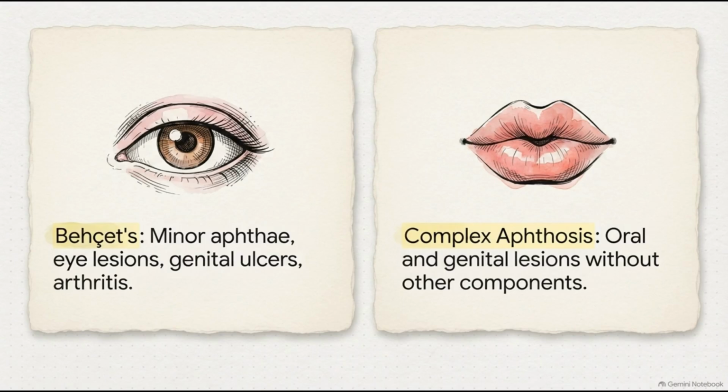However, complex aphthosis entirely lacks the ocular, arthritic, cardiovascular, and neurological dangers. This once again highlights the absolute critical importance of a thorough medical history. If your patient has the mucosal ulcers but zero other systemic components after a really thorough workup, it's complex aphthosis, not Behçet's. You have to ask the right questions to rule out the systemic dangers of the former versus the localized annoyance of the latter.